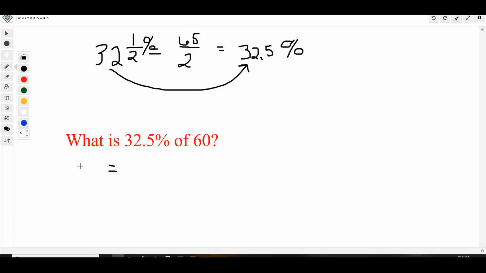Okay, so what is, this is going to be n, this is just going to be our number that we're trying to find out. So what is 32.5% of, remember of means times 60. So that means we have to change this number into a decimal. So to go from 32.5%, remember what we have to do? We have to undo it. It means we have to divide it by 100. So we're moving the decimal twice, because remember 100 has two zeros. So we're going to end up with 0.325.